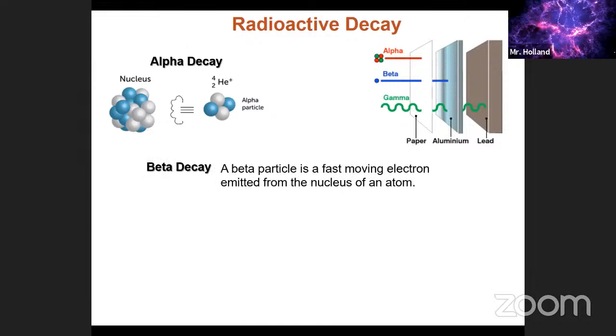Beta decay involves a beta particle. It's a fast-moving electron. This fast-moving electron gets shot out of the nucleus of the atom. Remember, nuclear radiation, nuclear decay all originates in that nucleus of the atom. That's where the materials are coming from, where the radiation is shooting out of.